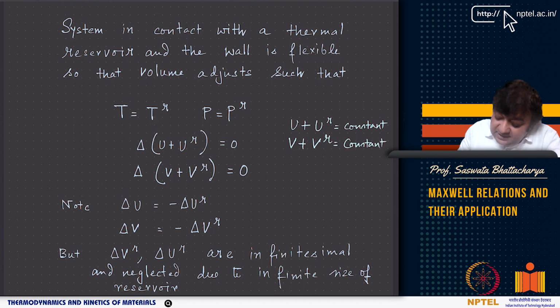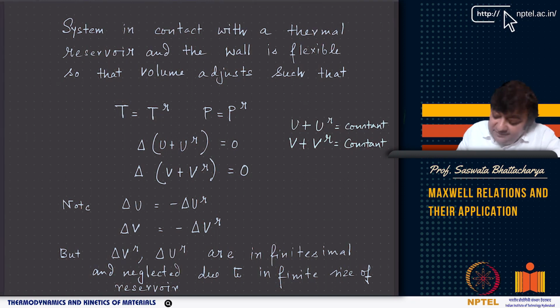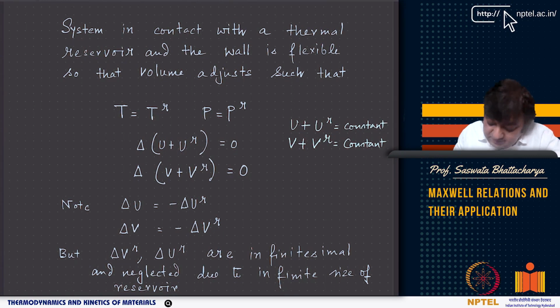So as a result, delta V plus VR equal to 0, right? So delta V plus VR equal to 0, delta U plus UR equal to 0. That means delta U is equal to minus delta UR. Again, delta V is minus delta VR. However, delta VR and delta UR, because the reservoir is assumed to be infinite compared to the size of the system.